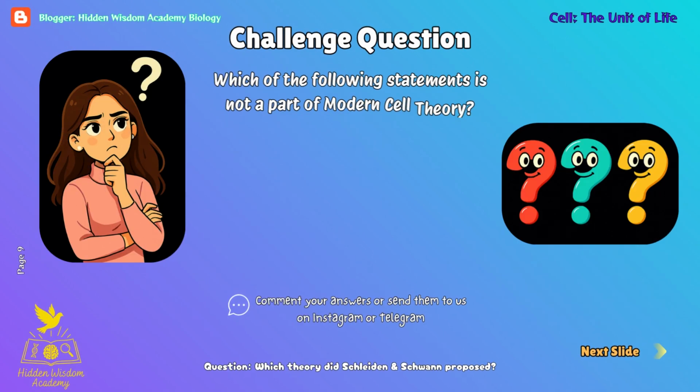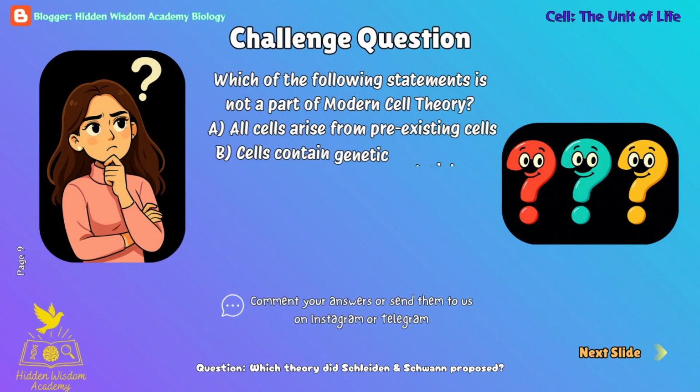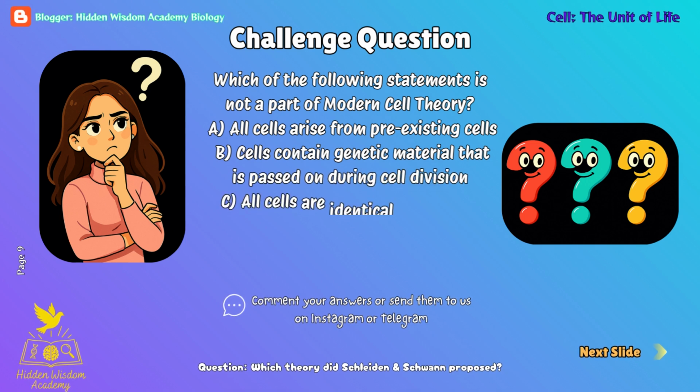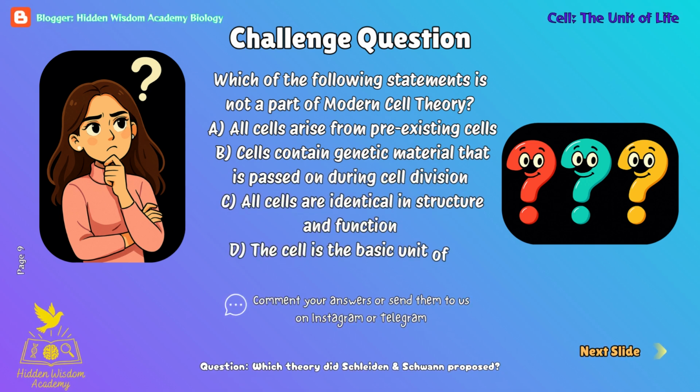Here's your challenge question for today. Which of the following statements is not a part of modern cell theory? Is it option A? All cells arise from pre-existing cells. Is it option B? Cells contain genetic material that is passed on during cell division. Is it option C? All cells are identical in structure and function. Is it option D? The cell is the basic unit of life.